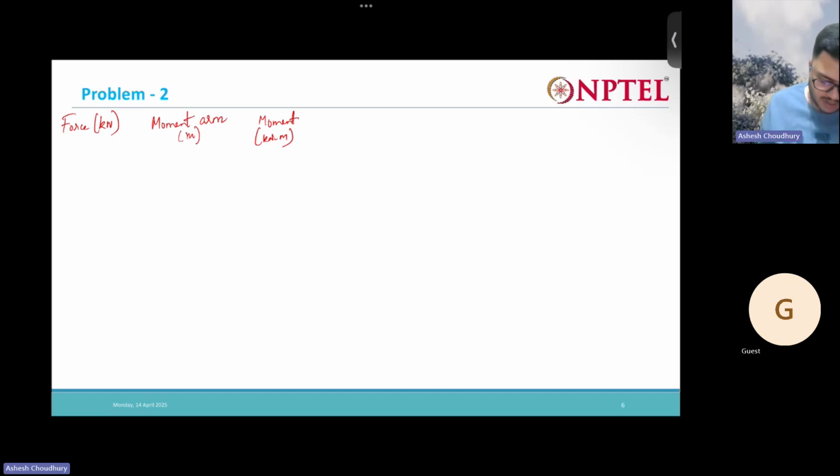Okay. So first is my P1 and P2 forces. What is the moment arm? It is nothing but the distance from the bottom. That is 6 by 2, we get 3 meters. And so the moment, if you multiply this to this, you will get the value. Next, for P2, 6 by 3, that is 2 meters.